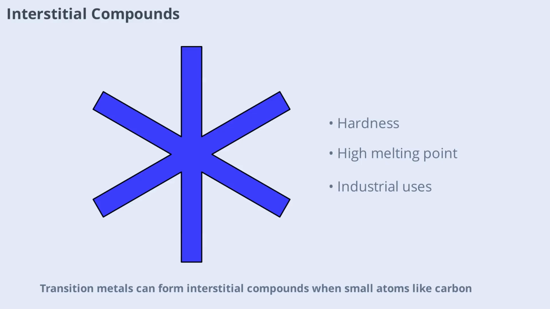Transition metals can form interstitial compounds when small atoms like carbon, nitrogen, or hydrogen occupy spaces within the metal lattice. These compounds are often harder and have higher melting points than the pure metal. For example, steel is an interstitial compound of iron and carbon, combining strength and durability for countless applications.